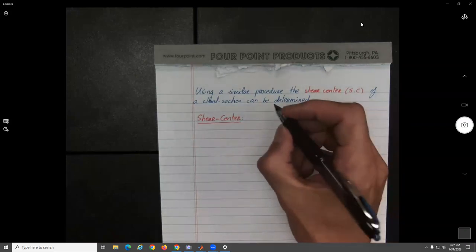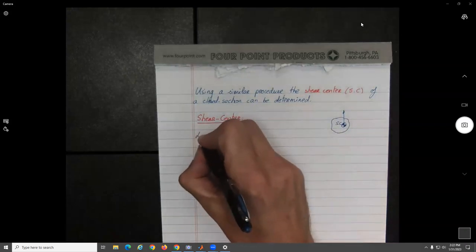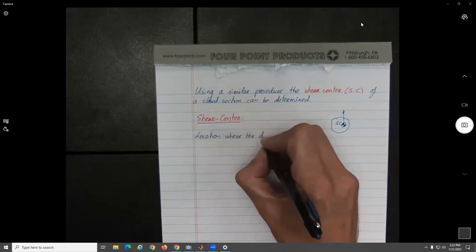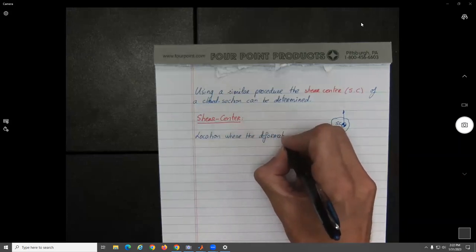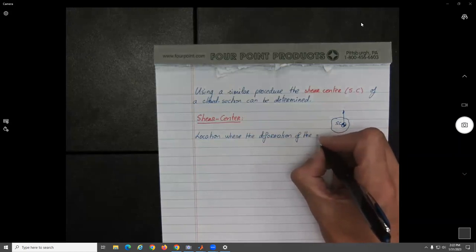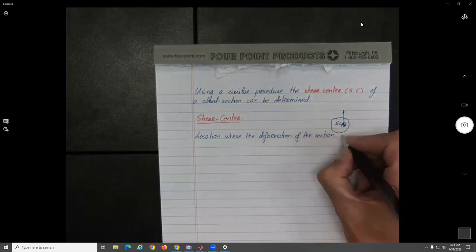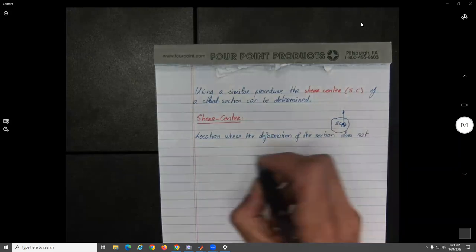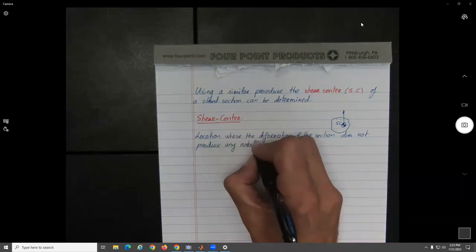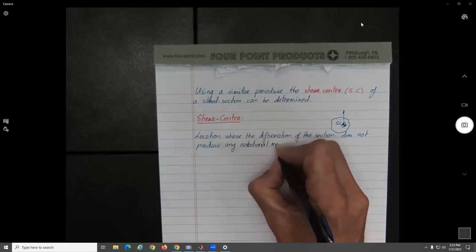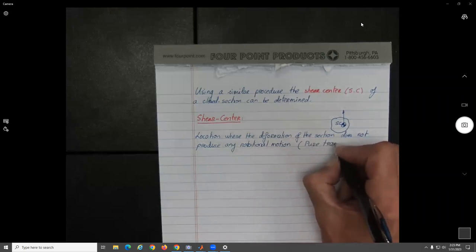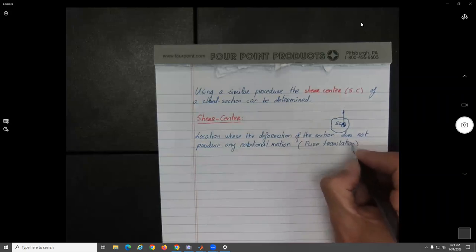There are different definitions, but shear center is the location where the deformation of the section does not produce any rotational motion. In other words, if you want to think about dynamics, it is pure translation.